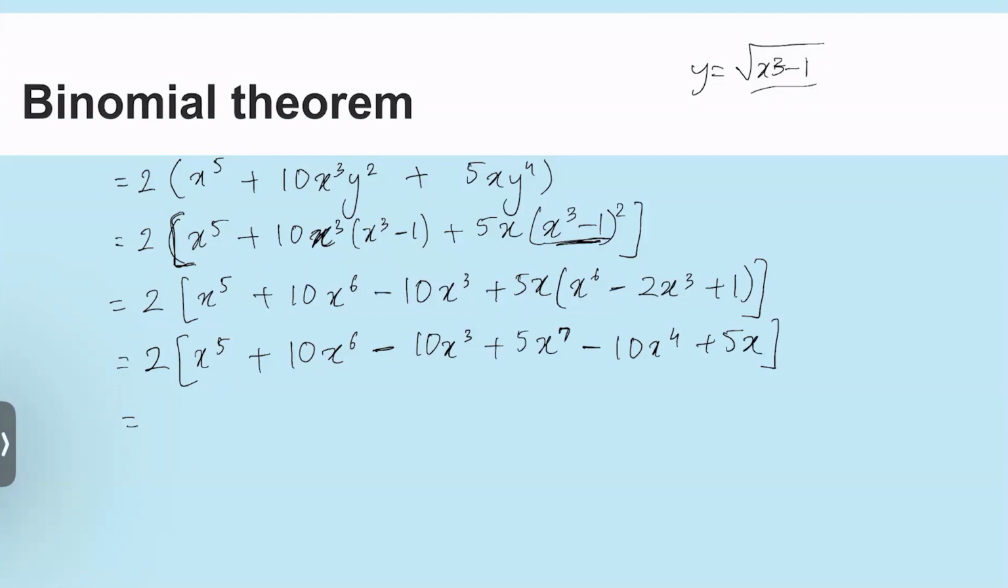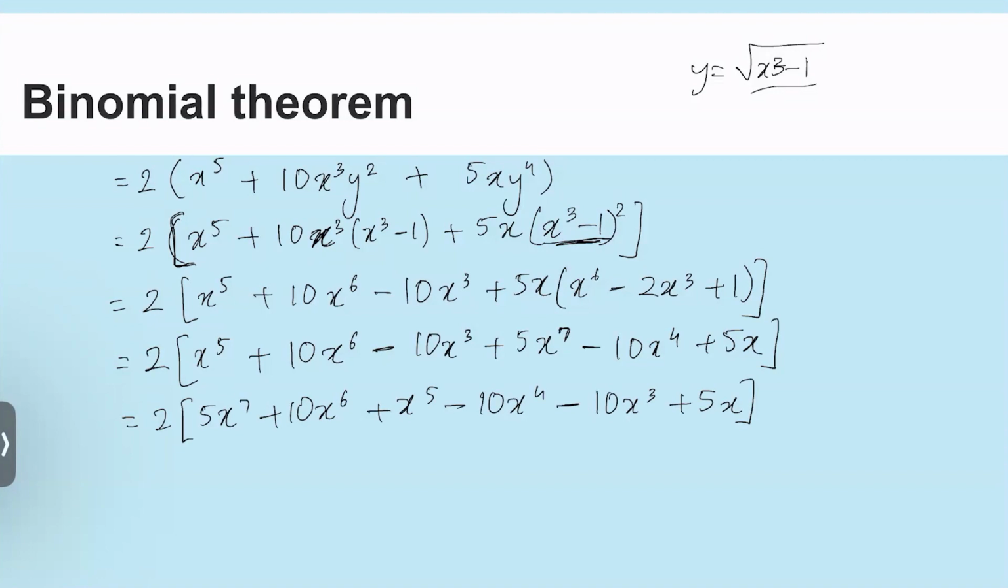Okay, now we will try to see if we can add up wherever we have any common power. There is actually no common power in that manner. So what we can do is we just write in the ascending order of all the powers. So we have 5x raised to 7 plus 10x raised to 6 plus x raised to 5 minus 10x raised to 4 minus 10x cubed and we have plus 5x. So out of these, we have to find the sum of the coefficients of all odd degree terms.